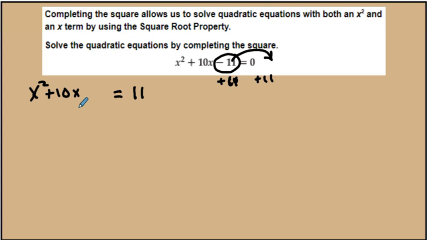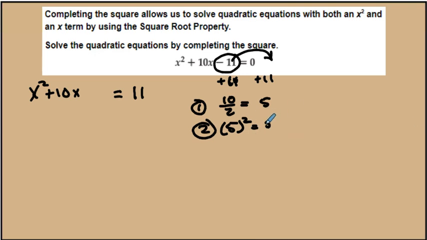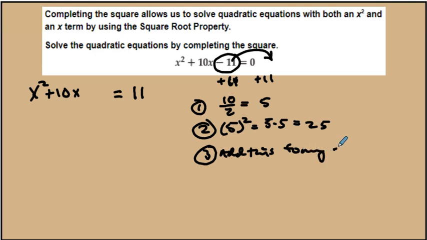Now I'm going to complete the square. First, I take my b term, which is 10, and divide it by 2, and that gives me 5. Next, I take this and square it, which gives me 5 times 5, which is 25. And then the last step is I am going to add this to my equation.